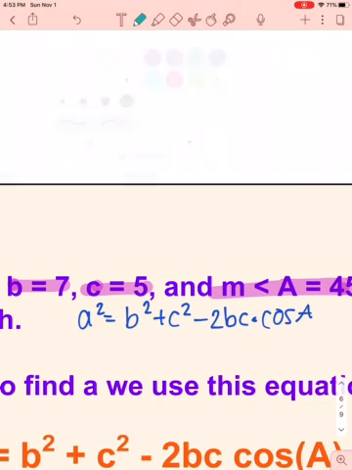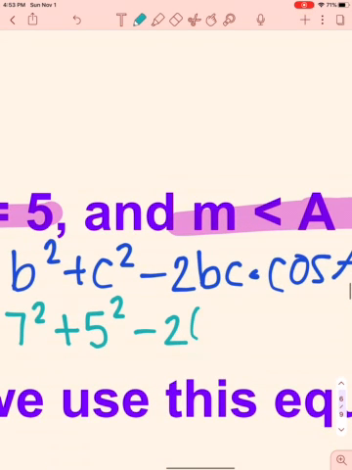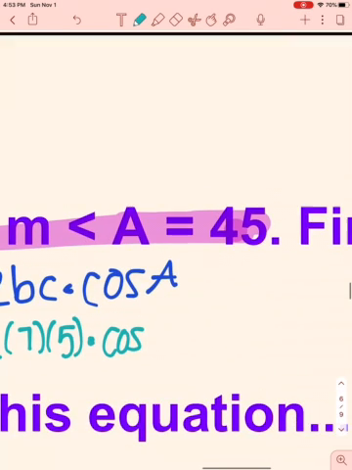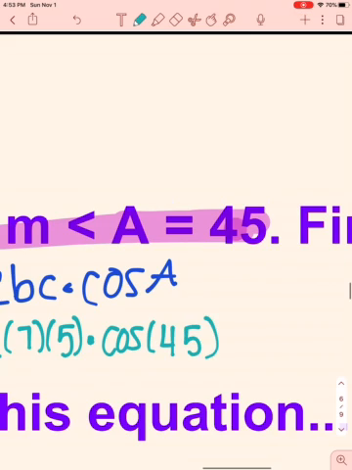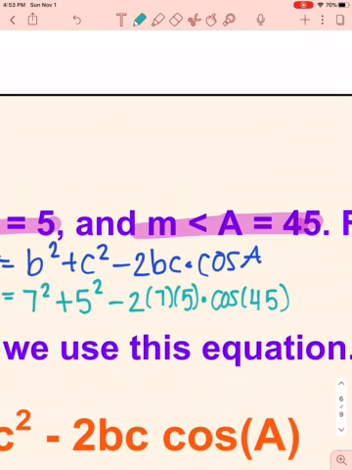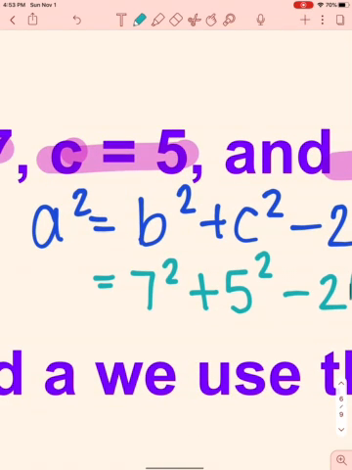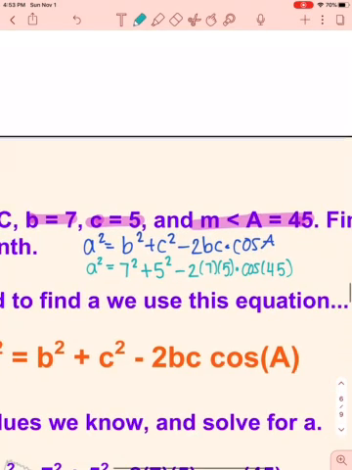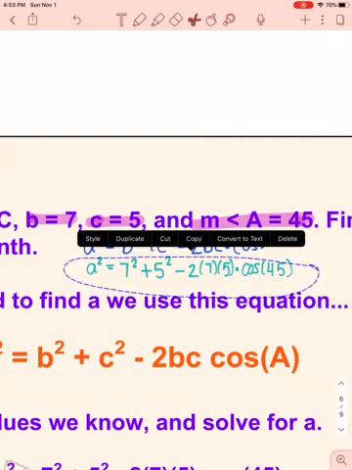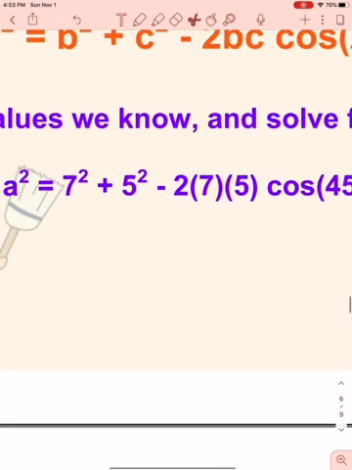And we know all of those things. So b is 7, so 7 squared plus c, which is 5 squared, minus 2 times 7 times 5 times the cosine of our angle, which was 45. So all I did was plug in all the numbers I know into the right-hand side, and just be aware that that's going to give you a squared. So you can put that entire right-hand side into your calculator exactly how you see it. You do not have to do it piece by piece. You can put it in there just how you see it.